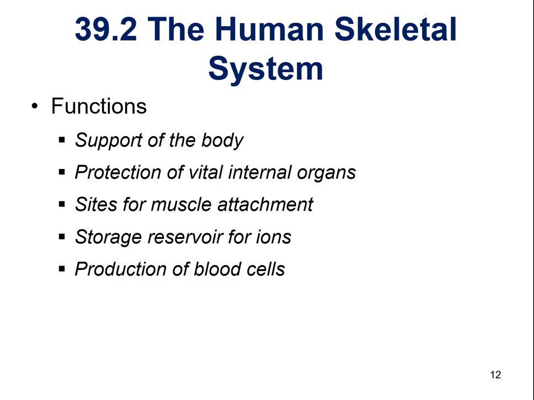Now let's focus on the human skeletal system. If we're going to specifically talk about functions of the human skeletal system: support, protection of vital organs, some of these similar to what we just talked about. Sites for muscle attachment. Also, a storage reservoir for ions like calcium and phosphorus. And production of blood cells actually happens inside the bone marrow. Super important. So when we think about the skeletal system, we don't only want to think about providing structure. There are many other important functions as well.